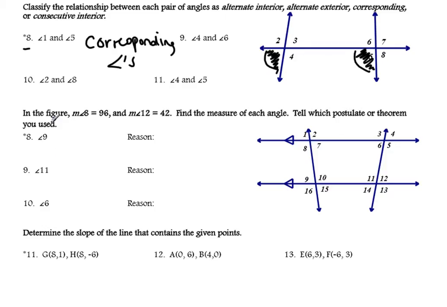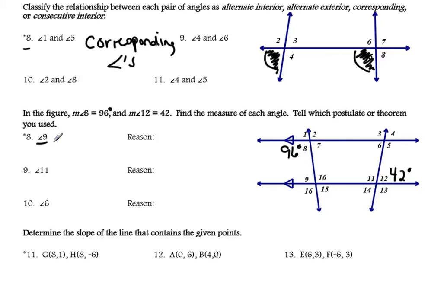Number 8 says that the measure of angle 8 is 96 degrees, and the measure of angle 12 is 42 degrees. We're going to find the measure of each angle and then tell which postulate or theorem we used. Now, 96 and 42 are going to be the same for all of 8 through 10. So we have to find angle relationships in order to figure out what the missing measures are.